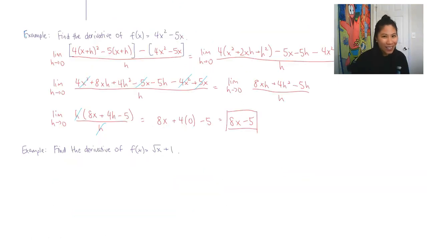Okay, once again, let's do another example where we get slightly more complicated again. This time our function is f of x equals the square root of x plus 1. So keep in mind that plus 1 is not inside the square root. So if we're going to find the derivative, we've got to use the limit as h approaches 0, and I'm going to plug in x plus h for x.